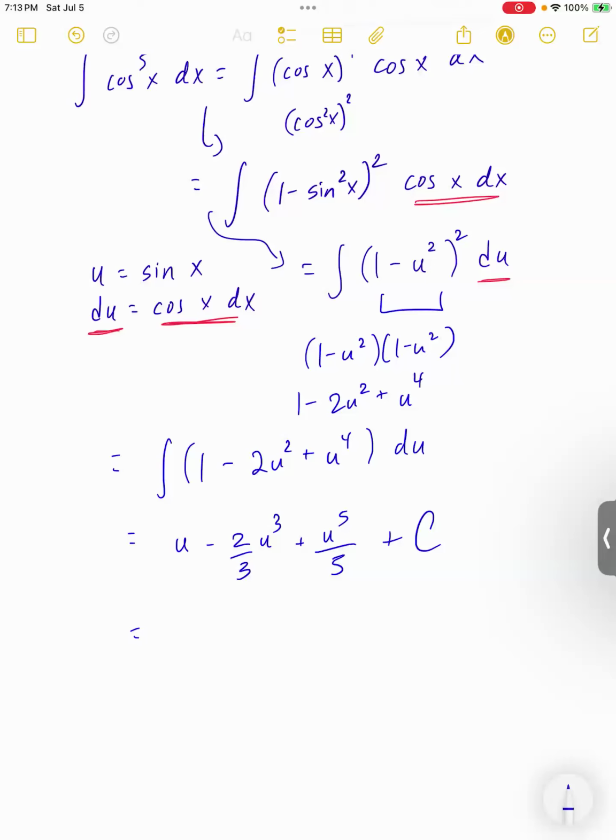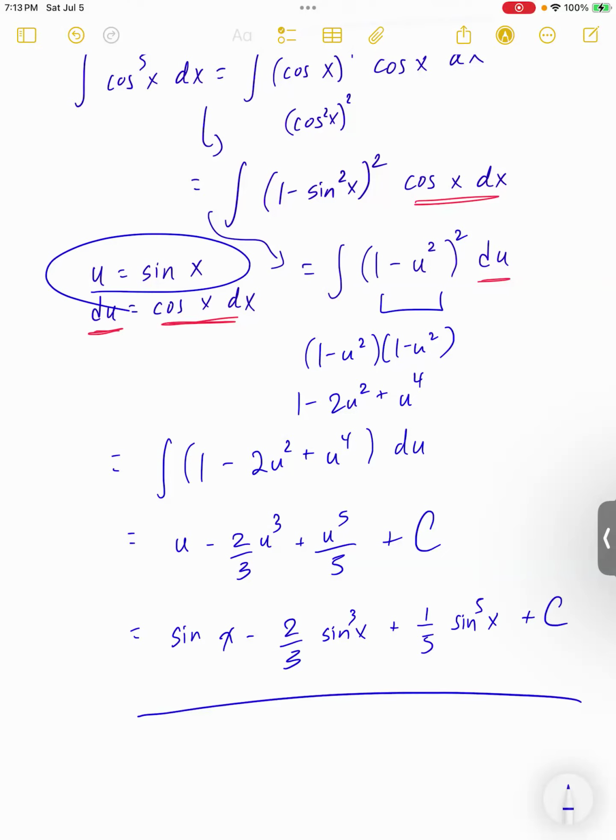And you can finish by just plugging back in what we used for u. So u was sine x. So we have sine x minus 2/3 sine x raised to the third power plus 1/5 sine x raised to the fifth power plus c. So this is how you can evaluate a trigonometric integral.